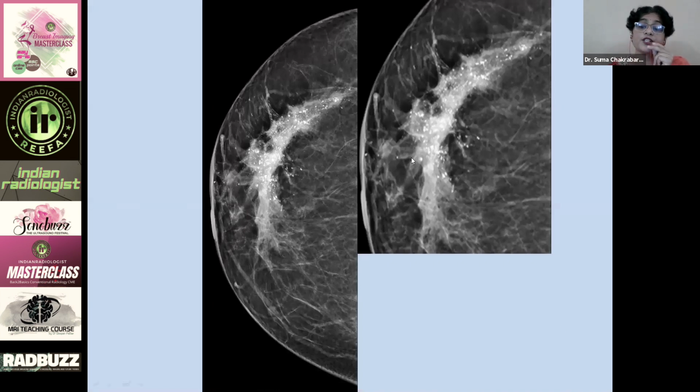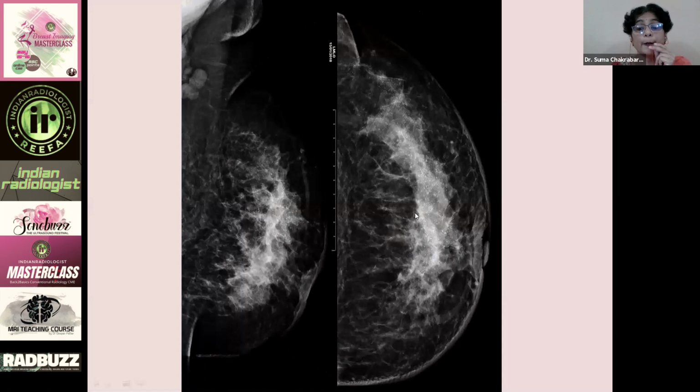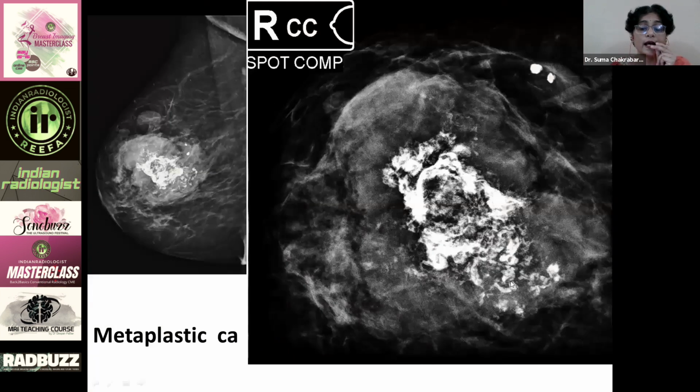Associated architectural distortion, like we have here, is again a sign of malignancy. Here again, we have very fine pleomorphic calcification, but retracted breast parenchyma, which is a type of distortion, and this is again malignant in nature.